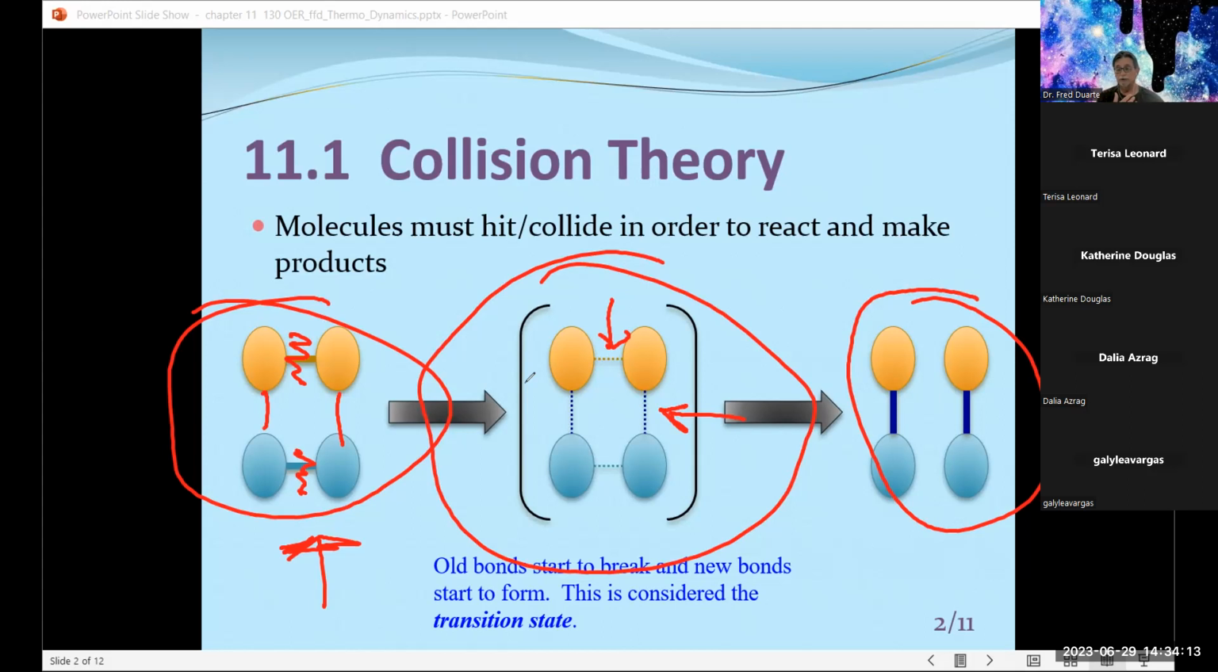We've got to have the correct orientation. We've got to have the correct amount of energy to get the product. Okay. Let's clear this.